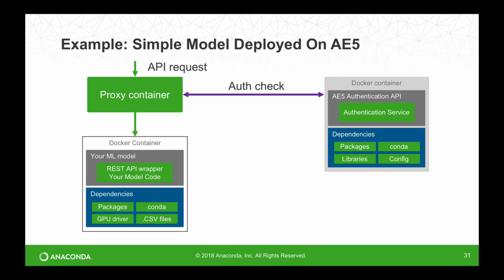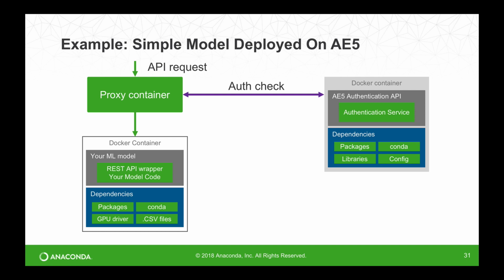So for Anaconda Enterprise itself, let's keep it simple and say our model is deployed inside of a single container. This is how it works. An API request comes in, we have a proxy container that sits in front of every model. Every deployed thing has this proxy in front of it. And the purpose there is to enforce authentication, right? So you want to make sure that you can control who has access to this model, who can send requests to it.